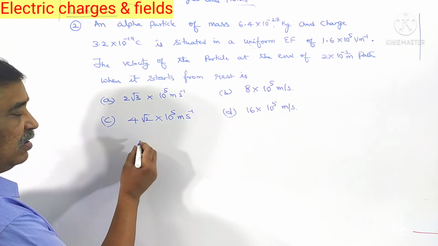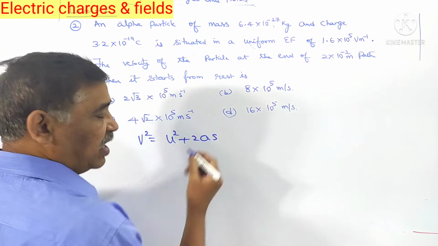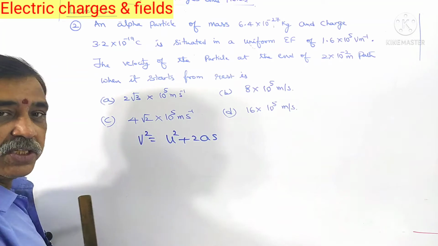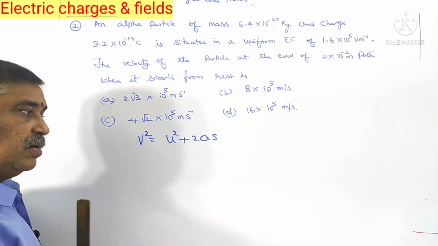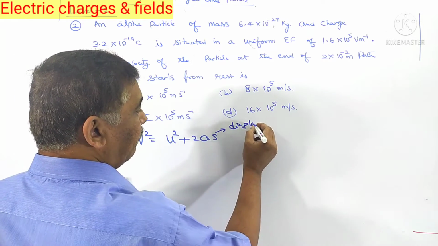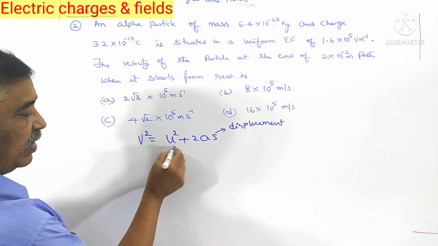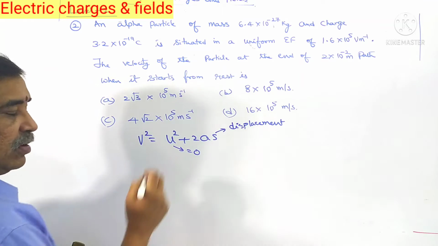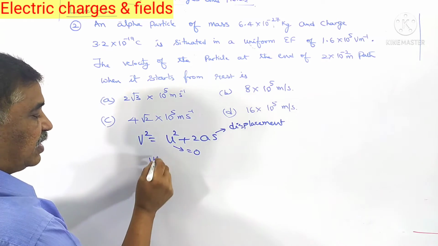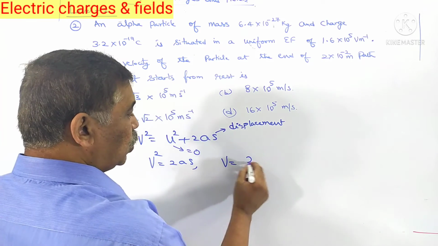So I will take v square is equal to u square plus 2ax. This equation, if you have learnt in terms of x, v square is equal to v naught square plus 2ax, that also you can use. S stands for displacement. Now let us see. U is given as 0 here. Initial velocity is 0, since it starts from rest. Therefore, what is the final velocity? V square is equal to 2as. V is equal to root of 2as.